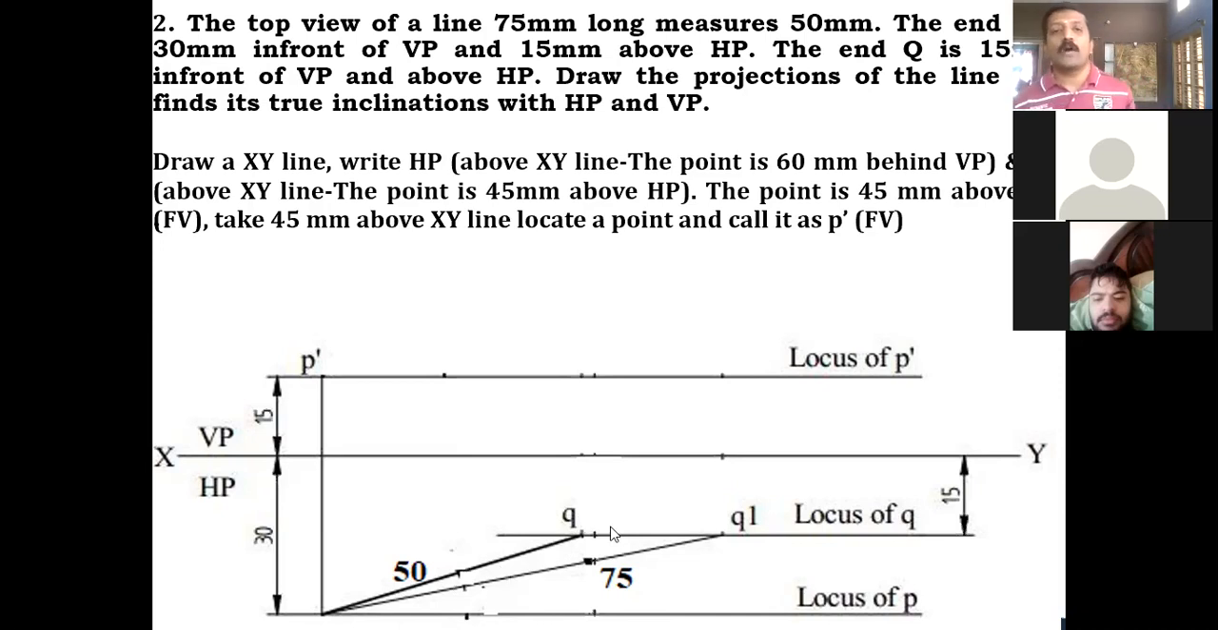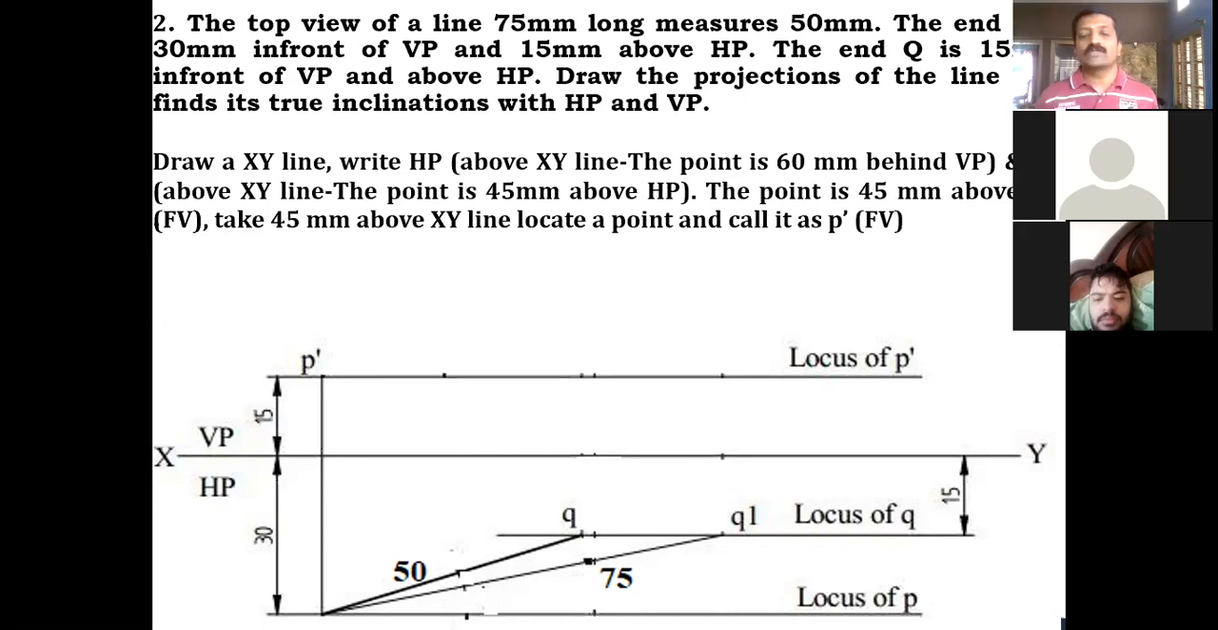This is the top view point Q. Now you join this P and Q with the thick line. So this completes the top view as well as the true length diagram in the top view. Till here, whatever data he has given, I have used it, and I came till here.